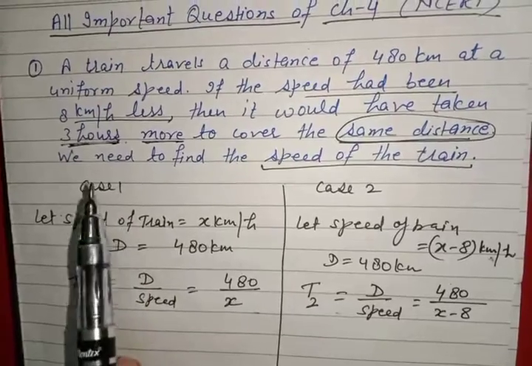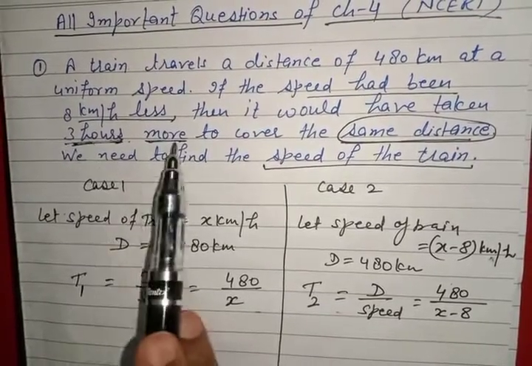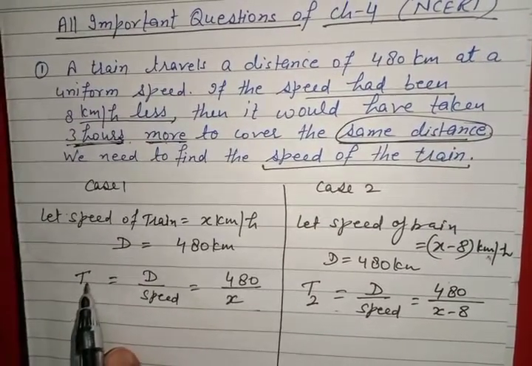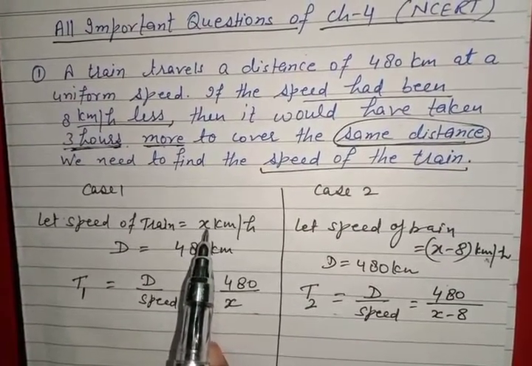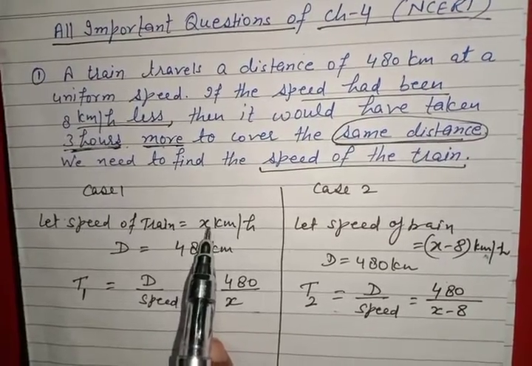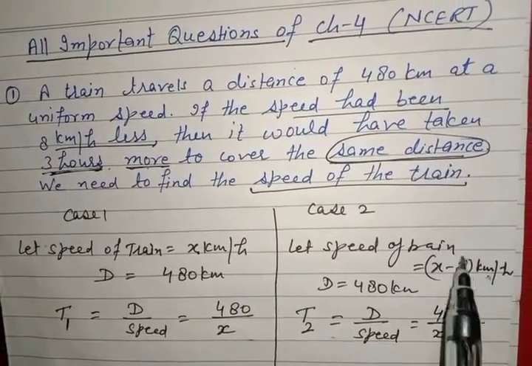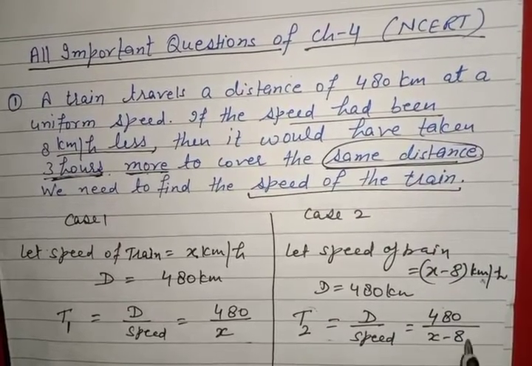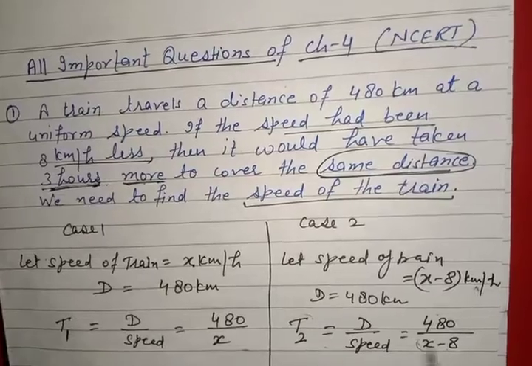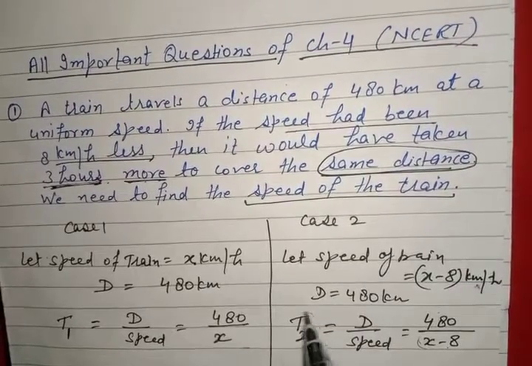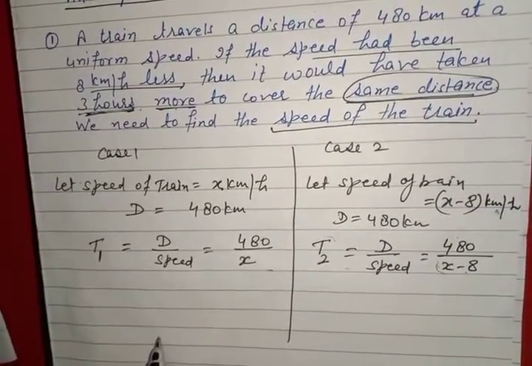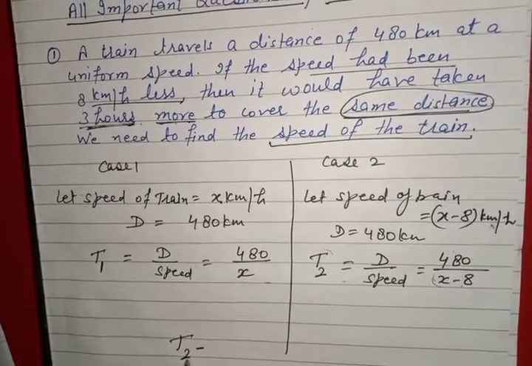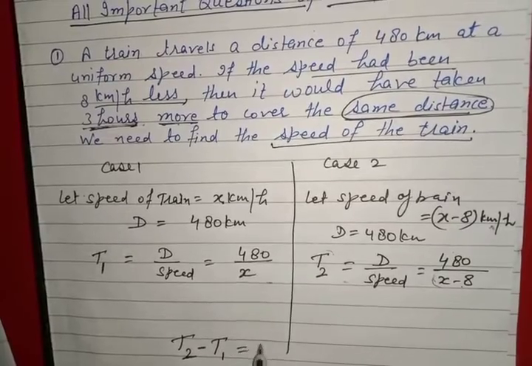Sometimes students get confused about 3 hours less or 3 hours more. No need to worry, just see which time is more. This speed is x, and in this case we are reducing the speed. So time will be more, because this speed is less than the previous speed. So which time is greater? It's t2 that is greater. So our final equation is t2 minus t1 equals 3.